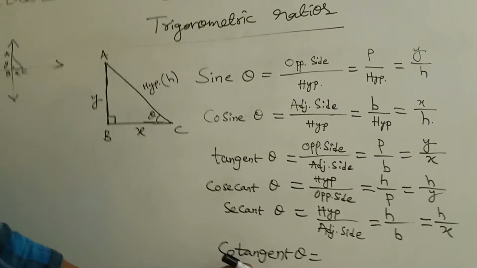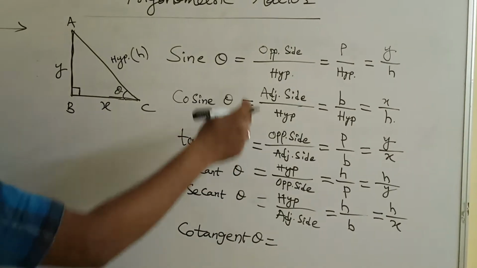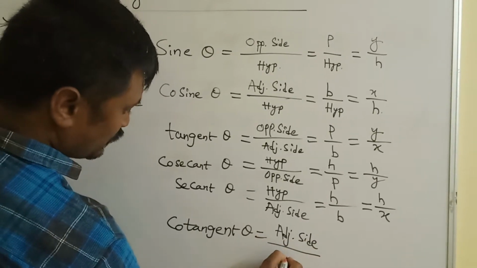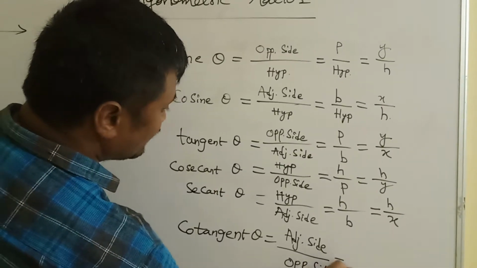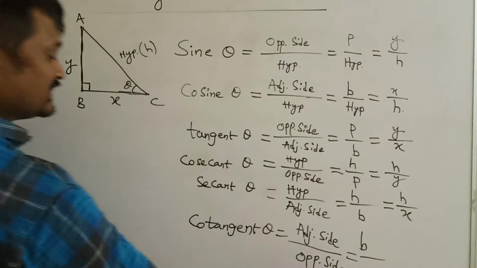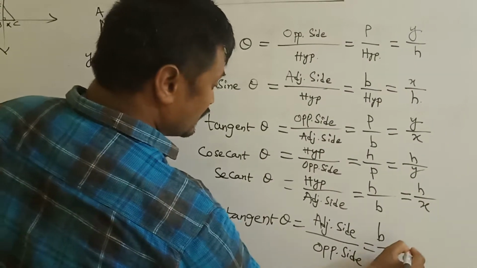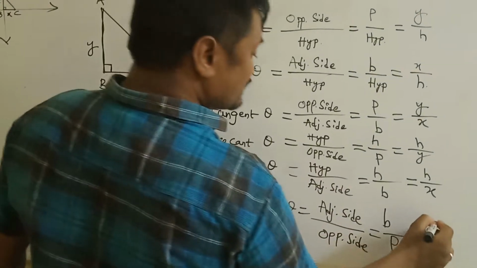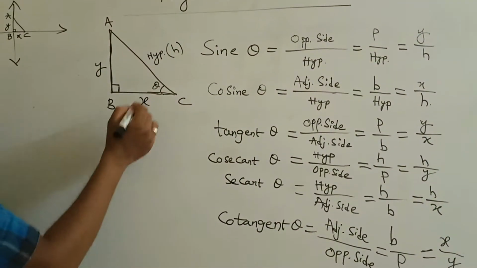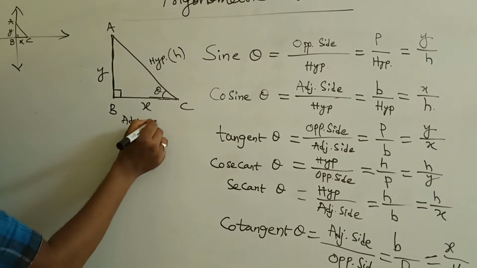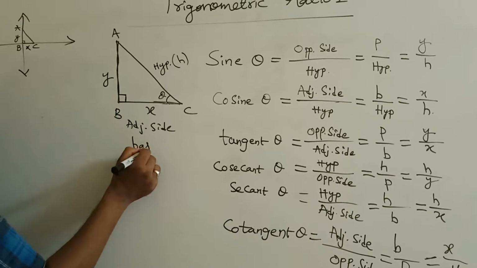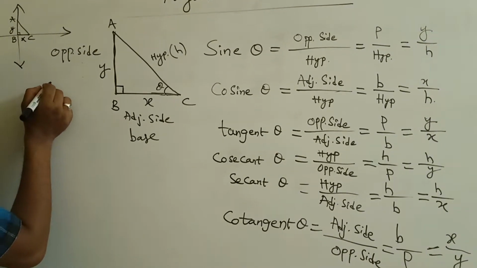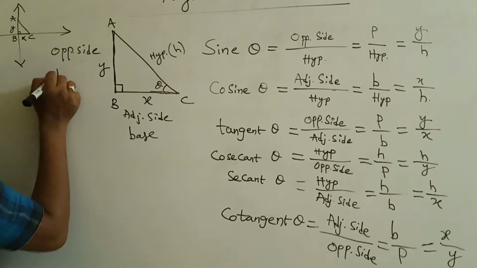Then cotangent theta is nothing but opposite to the tangent theta. So what can I write? Adjacent side upon opposite side. Adjacent side, another name, we can call it base, and opposite side is perpendicular. Base is here x, and perpendicular is y. So x upon y. If you want, I'll write here, this is called adjacent side, or base. Another one, it is opposite side, or perpendicular.